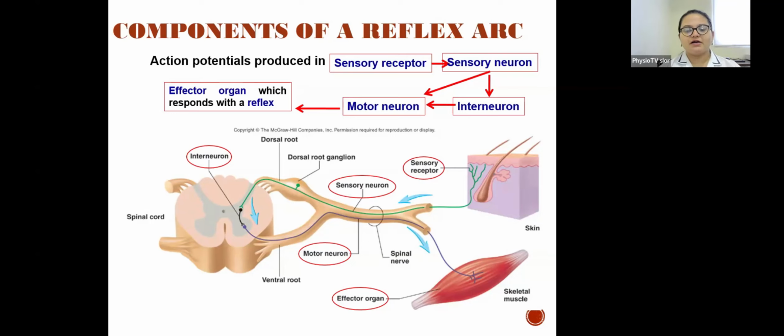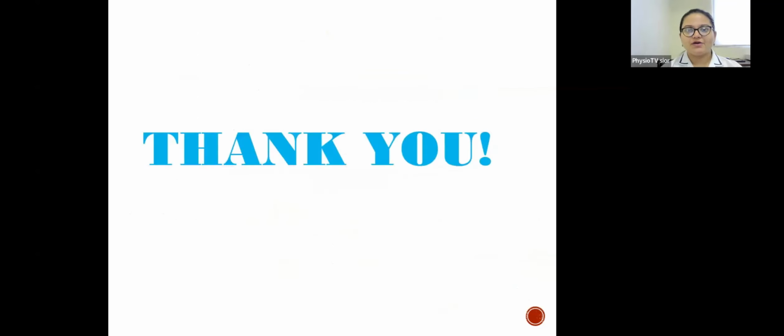With this, we end the anatomy of the reflex arc. In the next session, we'll be talking more in detail about the tracts of the spinal cord.